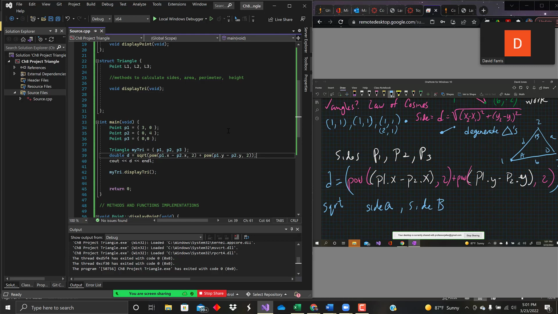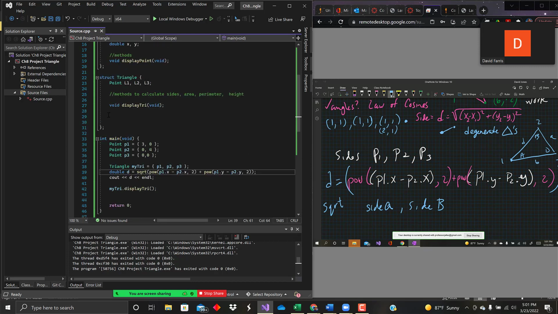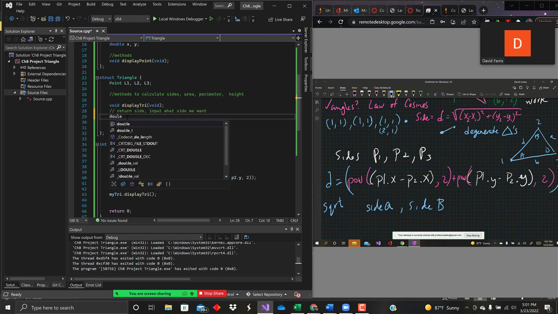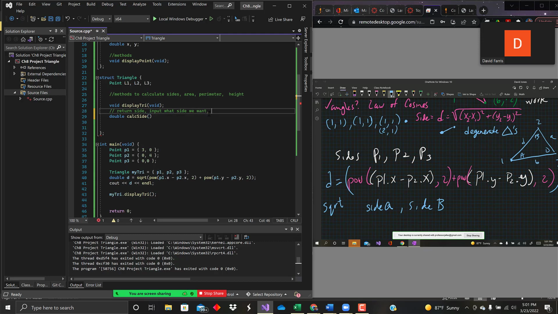So this is definitely telling me I should make a function. This is where I don't want to do the code more than once. Why don't I make a function or a method in the triangle where it returns the side? So return side. Maybe we just input what side we're looking for. So like double, we'll call it calc side. And why don't we call them sides 1, 2, and 3? Nope. A, B, and you know what? I'm done with D. Let's go with C. I've given up on D.